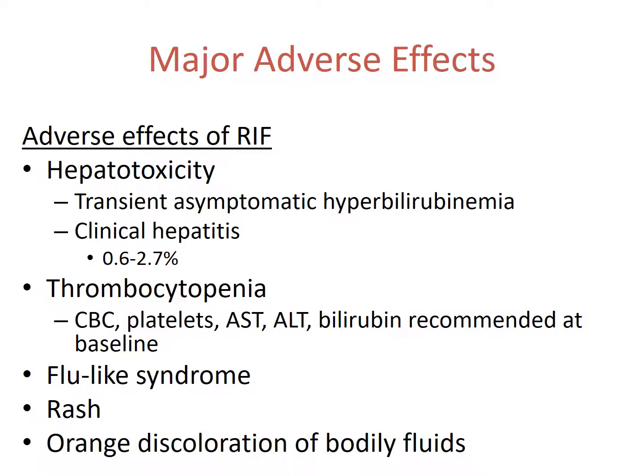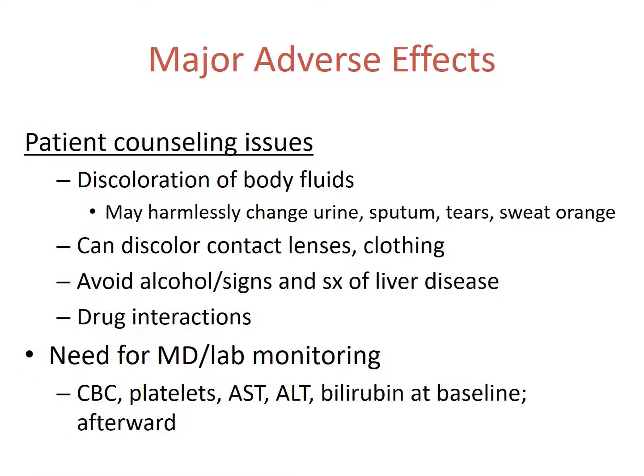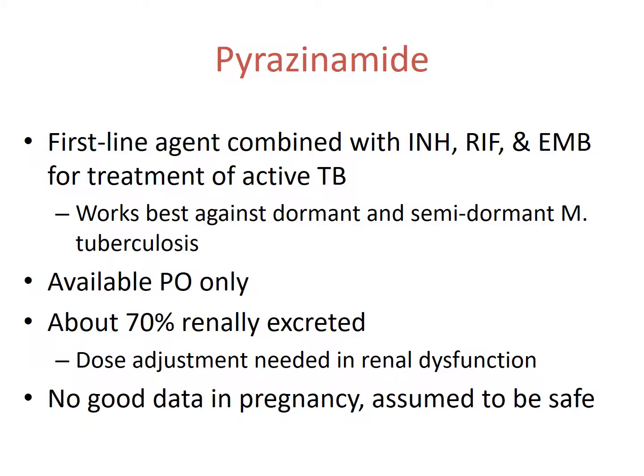So rifampin can cause hepatotoxicity, thrombocytopenia. It can cause dose-dependent flu-like syndrome, but most importantly, with rifampin, all body secretions turn red-orange. There's complete discoloration of body fluids. Contact lenses would be destroyed. You can't wear them, and you need to avoid alcohol.